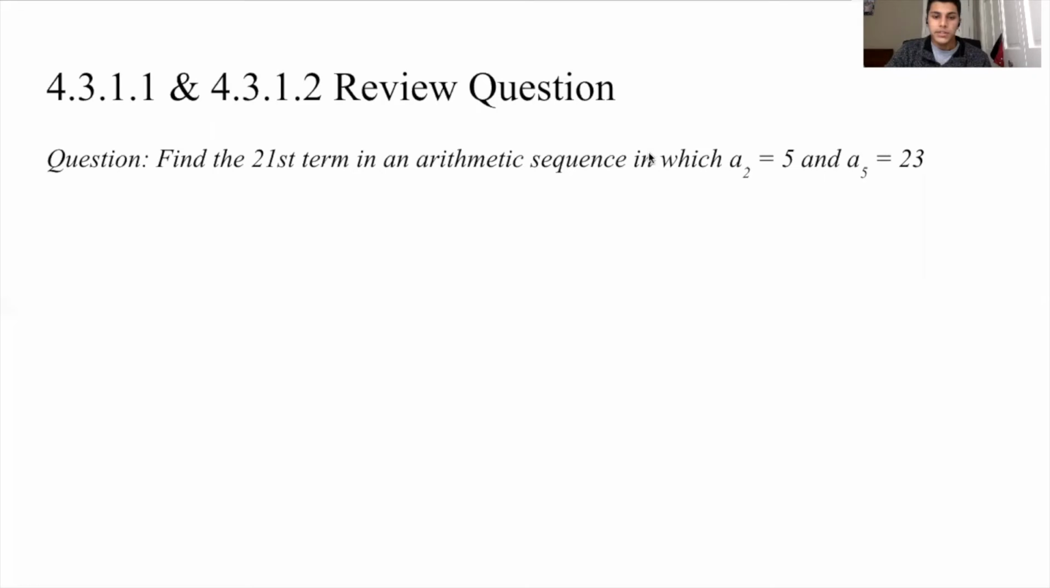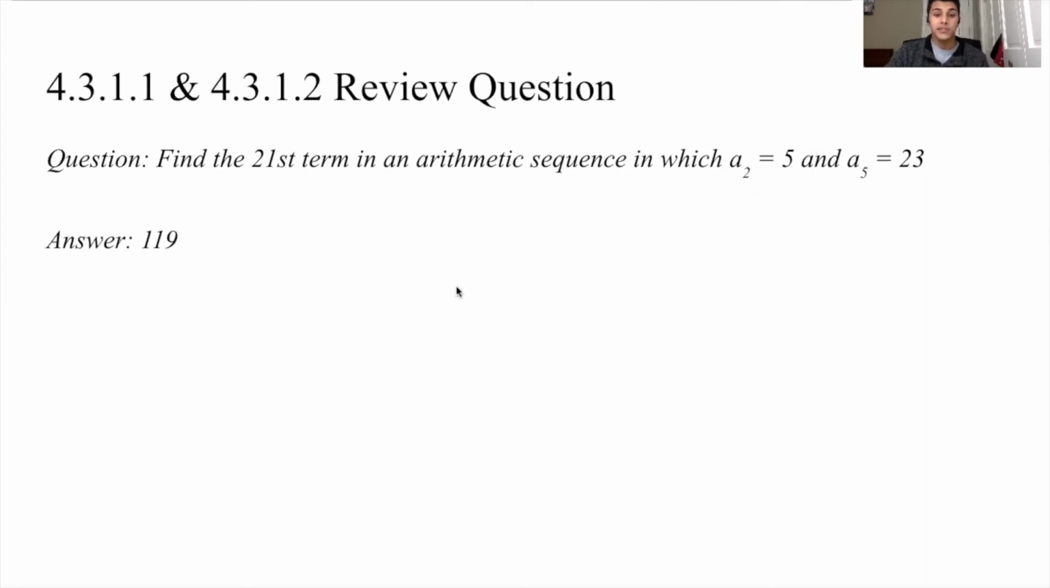So the correct answer to this question was 119. So the 21st term in this sequence is equal to 119. It says, find the 21st term in an arithmetic sequence in which A2 equals 5 and A5 equals 23.